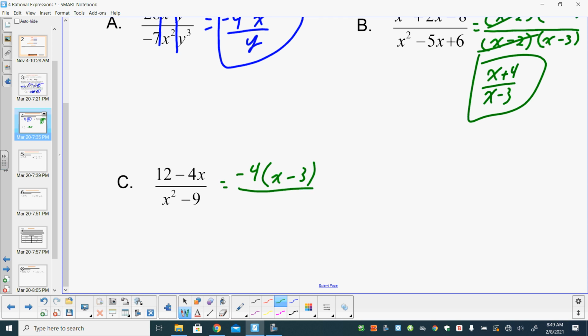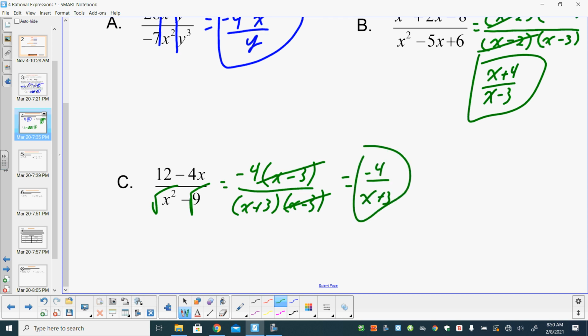All right. What's special about the bottom? It's a difference of squares, right? And a difference of squares will factor into what? Two binomials. Well, not always. You just want to take the square root of x squared, which ends up being what? X. And the square root of 9, which ends up being what? Good, a positive and a minus 3. And again, that order does not matter. What's the next step? What can I cancel? So therefore, I get negative 4 over x plus 3.